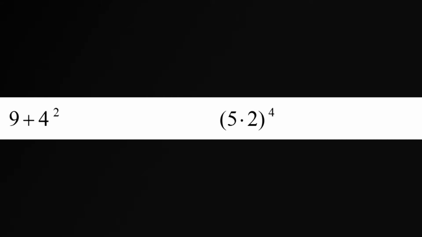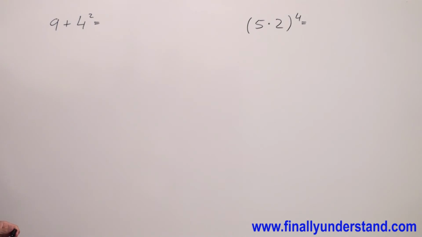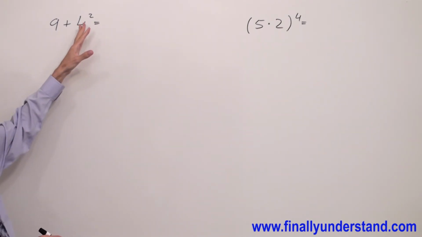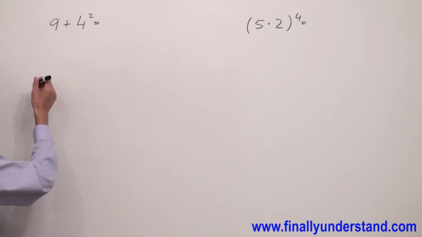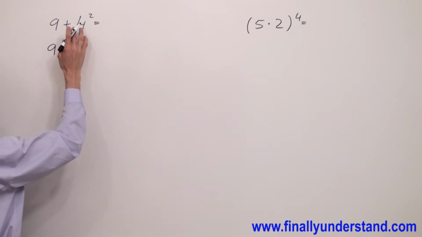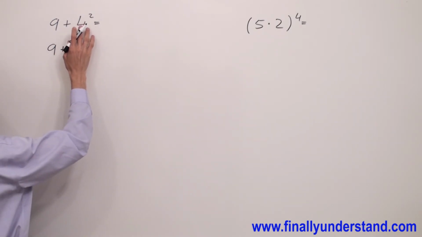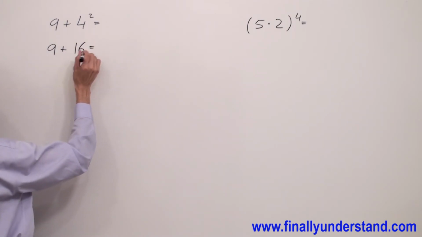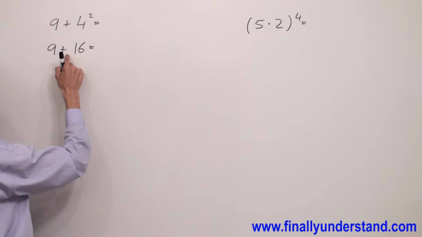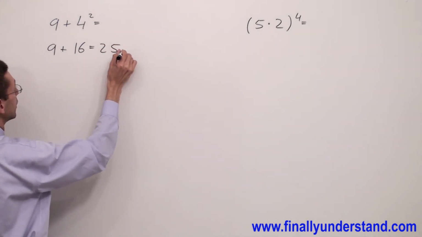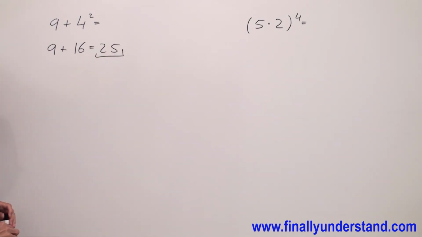This time we have powers in our examples. So what are we supposed to perform first? We're supposed to, of course, perform the power. So I'm going to have 9 plus 4 to the second power, which is equal to 16. 9 plus 16 is equal to 25. And this is the solution to my problem.